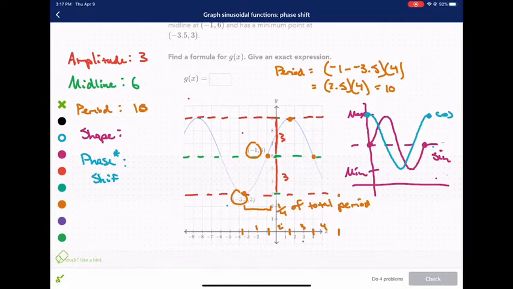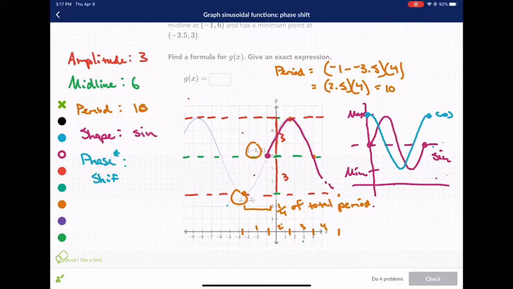I personally, you want to use the points that it gave you, right? So it gave me like a minimum point and a midpoint. So I'm just going to use this midpoint and kind of assume that I've got a sine function here shifted around.